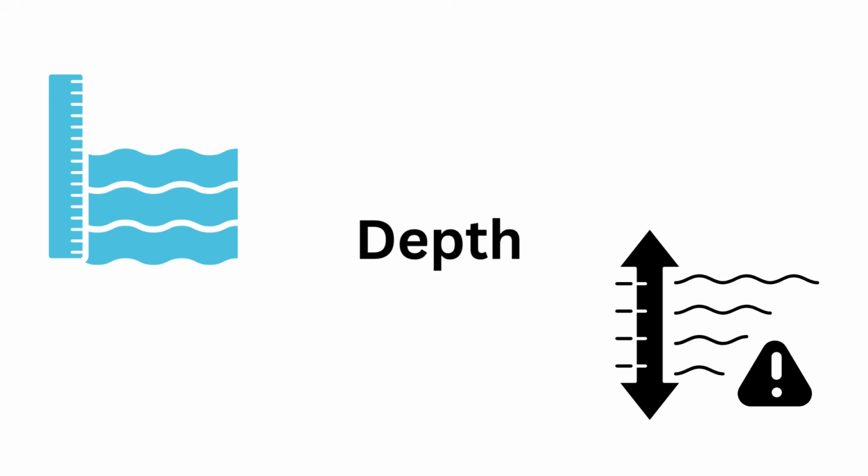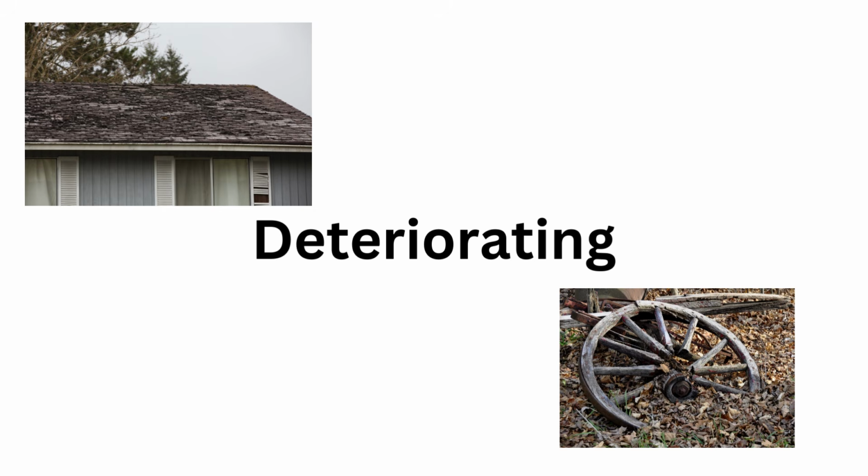The next word is depth. This is downward movement from a surface. These are two images that help explain. It's the depth of something, so the depth of a pool. Just from the surface down, the measurement of that.